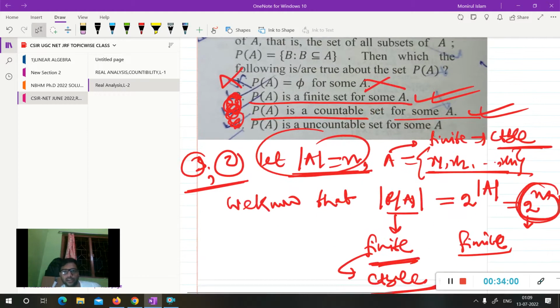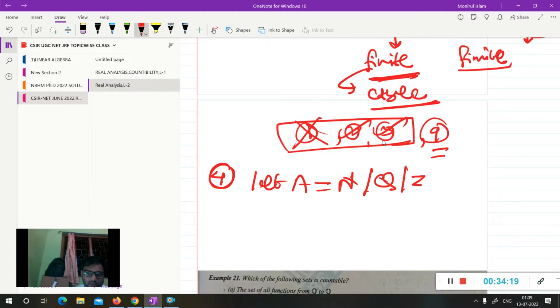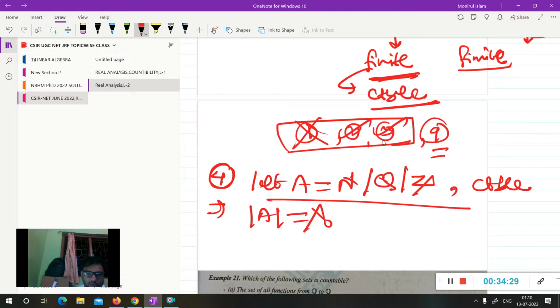If P(A) is uncountable for some A, it is saying that P(A) may be uncountable for some A. So there is some example where P(A) may be uncountable. See, if I take A equal to the natural numbers, or you can take Q or Z also, any of these, we all know these sets are countable. And we all know if a set is countable, then its cardinality is aleph naught. These are two notations of aleph naught. So now you apply the cardinality formula.